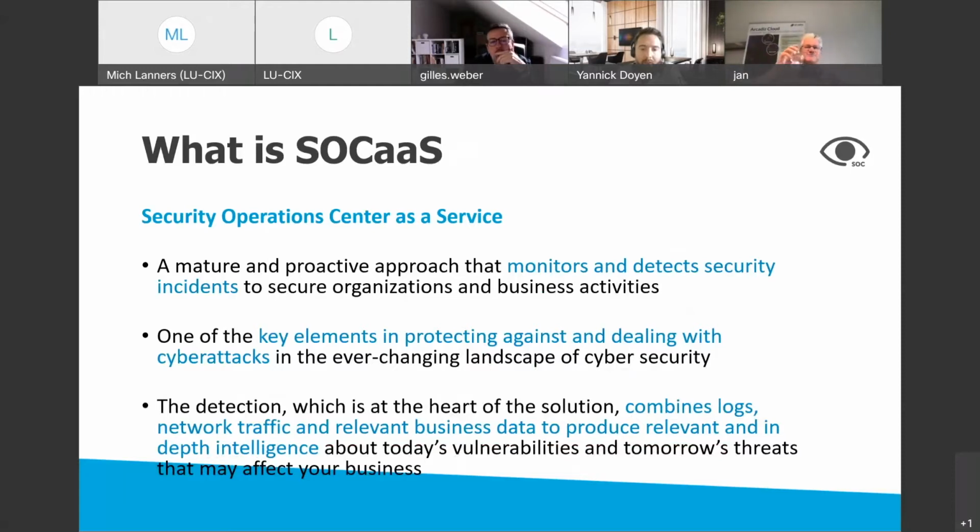One of the key elements in protecting against and dealing with cyber attacks is the ever-changing landscape of cybersecurity. The detection, which is at the heart of the solution, combines logs, network traffic, and relevant business data to produce relevant and in-depth intelligence about today's vulnerabilities and tomorrow's threats that may affect your business. Of course, to be eligible for this offer, the customer should be able to send the logs.